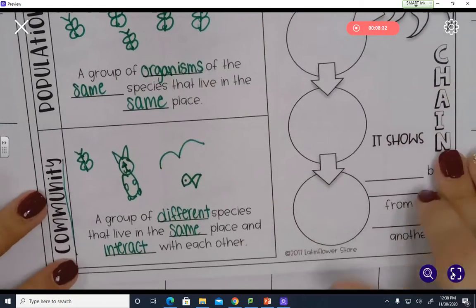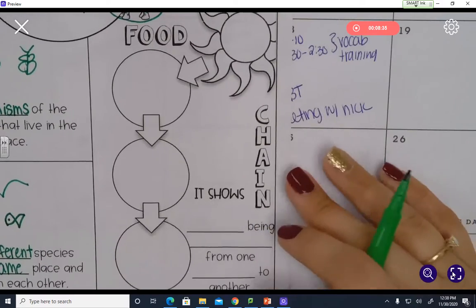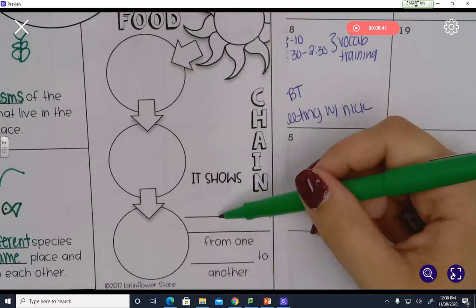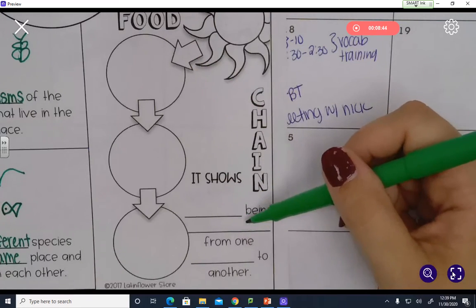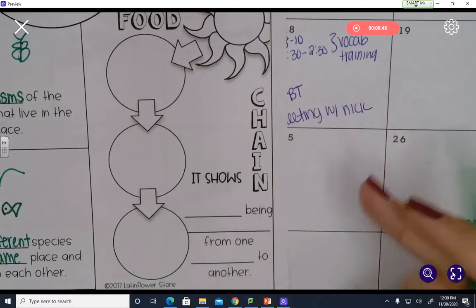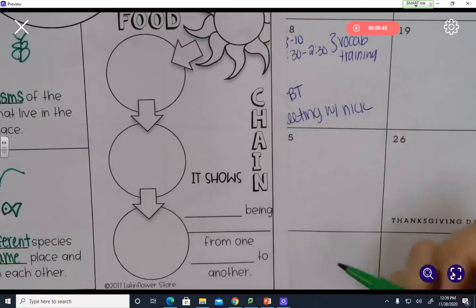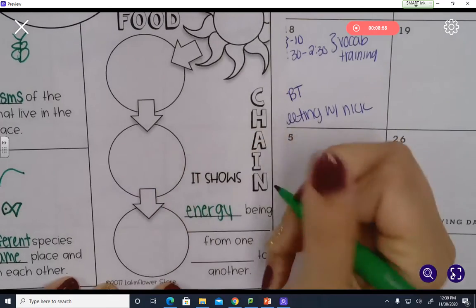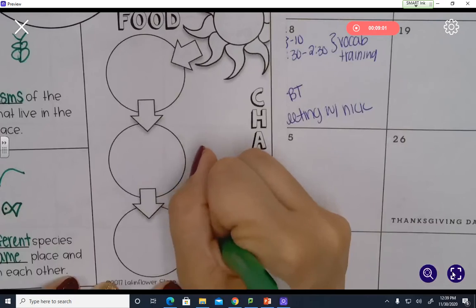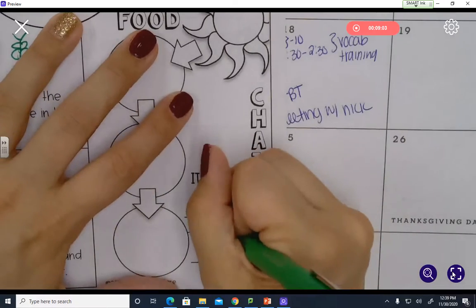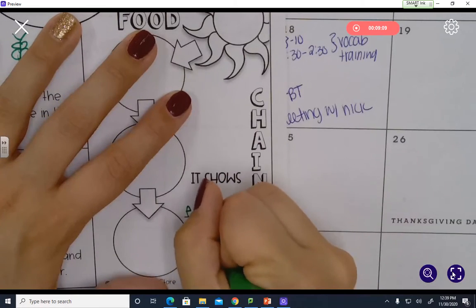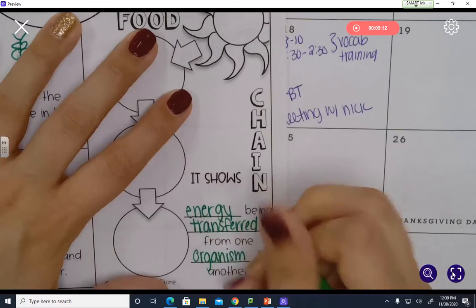Okay. Lastly, we're going to talk about food chains. So a food chain shows what being blank from one blank to another. When we go from a food chain, it shows energy being transferred from one organism to another.